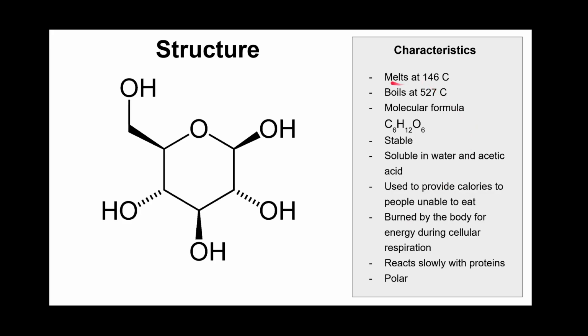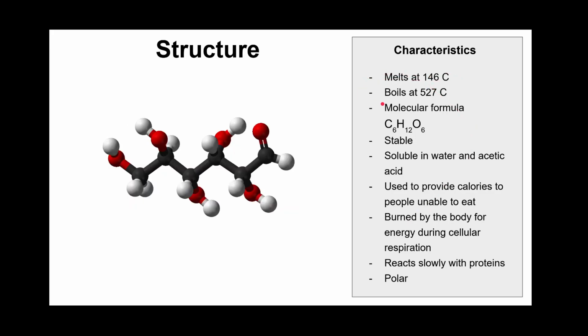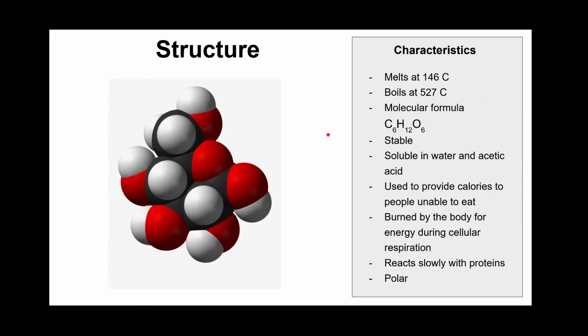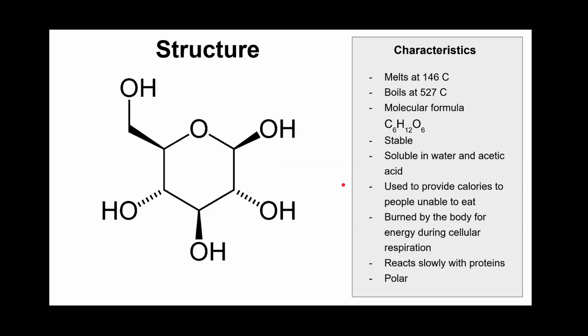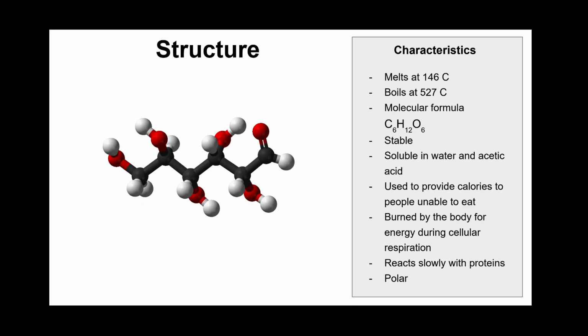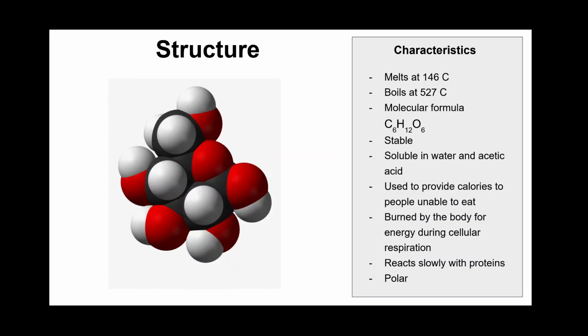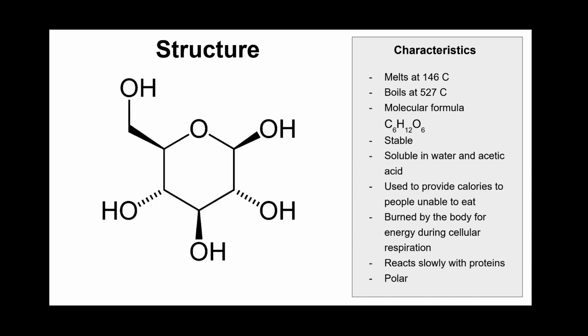A few characteristics of glucose: it melts at 146 Celsius, it boils at 527 Celsius, its molecular formula is C6H12O6, and it's soluble in water and acetic acid. Obviously the body uses it during cellular respiration, so it's going to be glucose becoming energy and some byproducts. And what people use it for is they inject it directly into the blood to provide calories for people who can't eat normally for whatever reason.